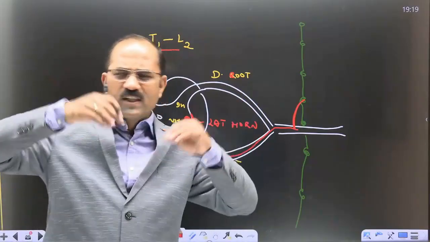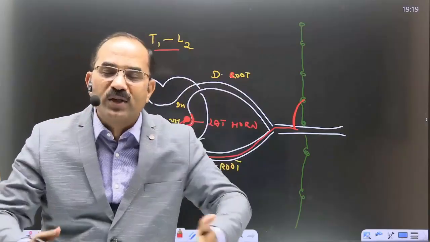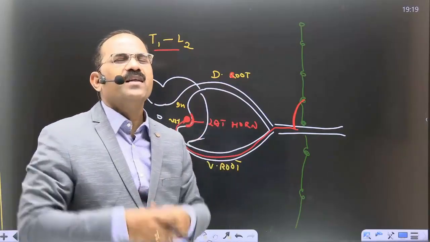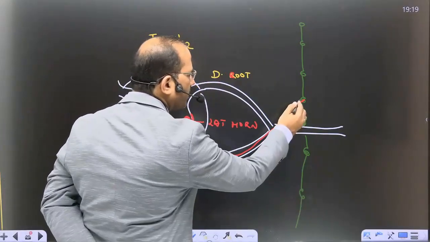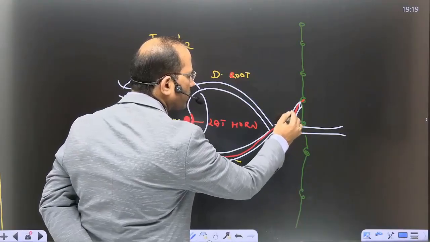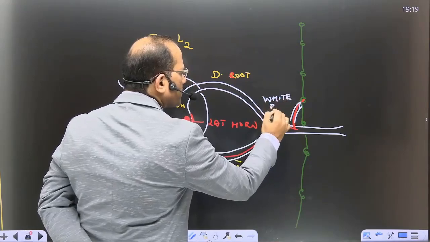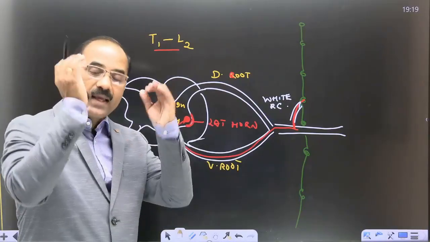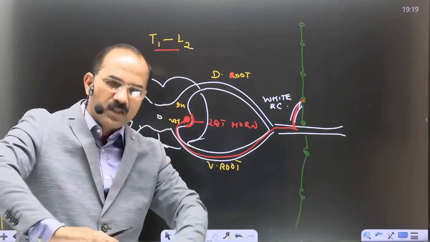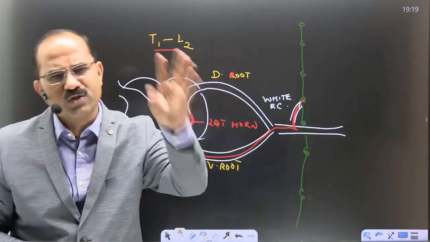Now the fibers cannot just go on their own. There has to be someone to carry the fibers, right? So these fibers are carried by someone. What is this someone known as? This is known as the white ramus communicans. So what does the white ramus communicans do? They carry the preganglionic fibers from the spinal nerve to the ganglion. So the preganglionic fiber has gone to the ganglion.